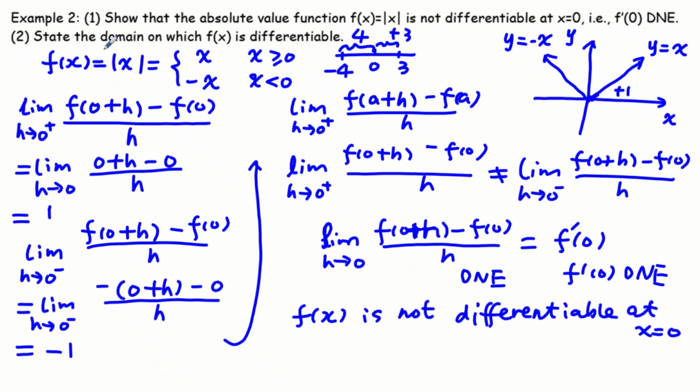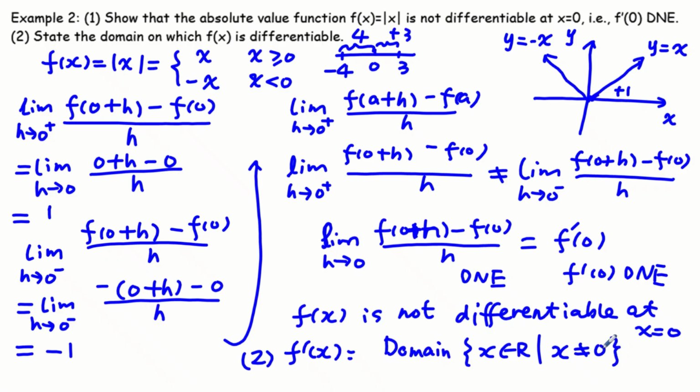Then question B asks you to state the domain on which f(x) is differentiable. The domain is the x values. So the differentiable domain will be, in set notation, x belongs to all real numbers such that x is not equal to 0, because at all the other points the slope of tangent exists. So this is for example 2.